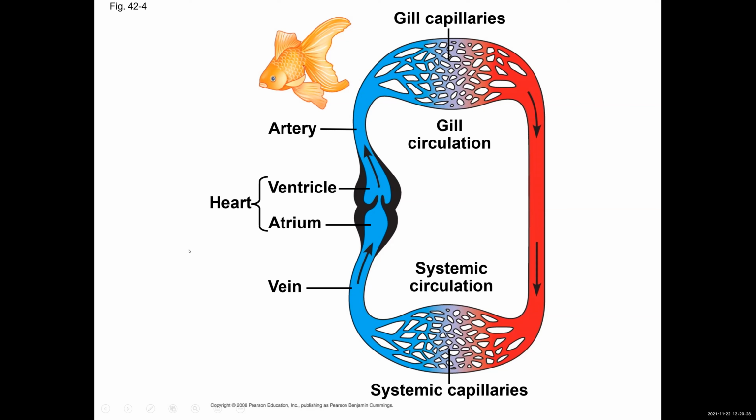All of our fish-like chordates are going to have this system with 1 circuit and a 2-chamber heart. They do have a lower blood pressure than mammals and birds. They have somewhat less rapid movement of oxygenated blood to the parts of the body that need it.